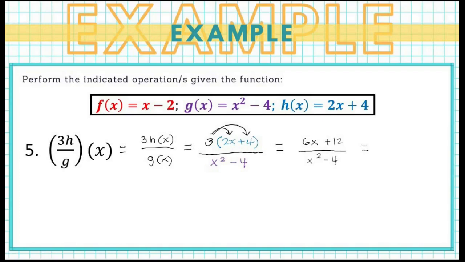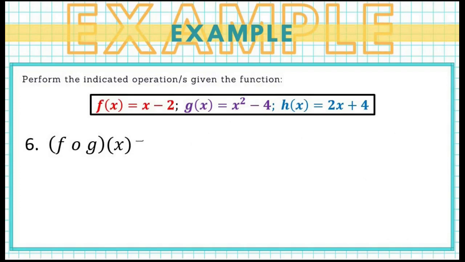We do common factoring for the numerator. The GCF is 6. So we can bring out 6, and then the remaining factor inside the parentheses will become quantity x plus 2. Now, you need to recall how to do common factoring. For the denominator, we can still factor x squared minus 4, and that is quantity x plus 2 times x minus 2. Simplifying further, we can cancel out x plus 2 in the numerator and x plus 2 in the denominator. Hence, the result is 6 over x minus 2, and that is the answer for this example.